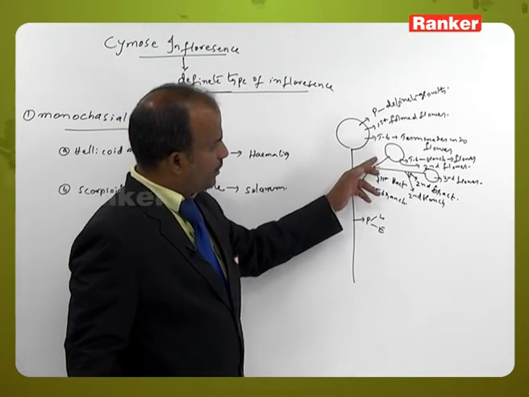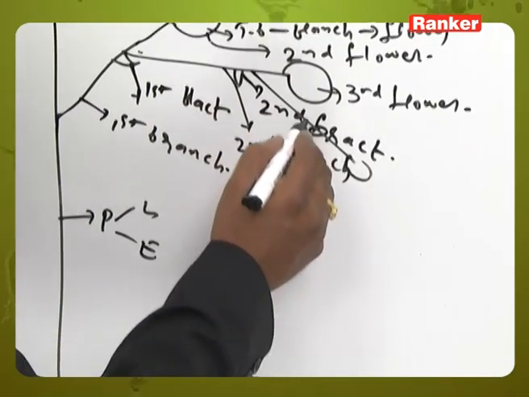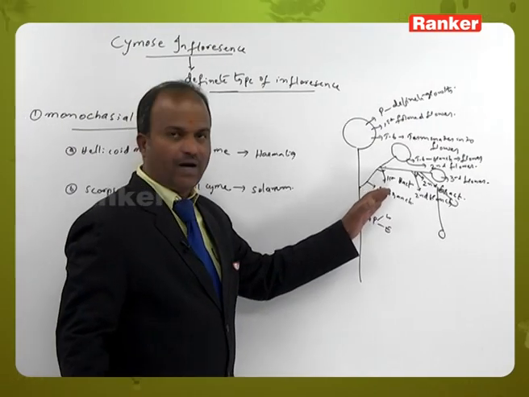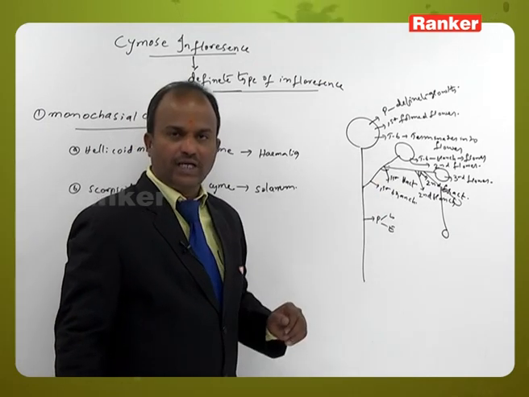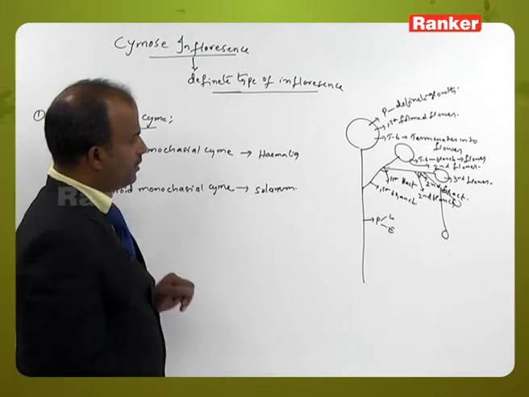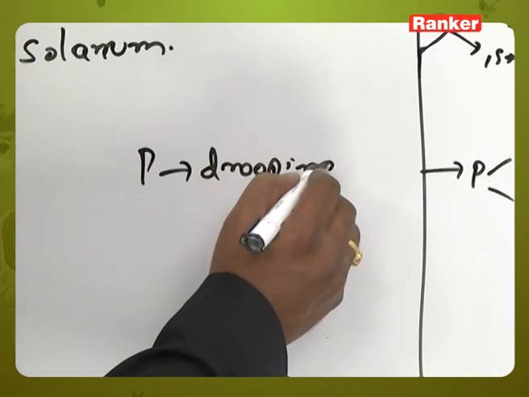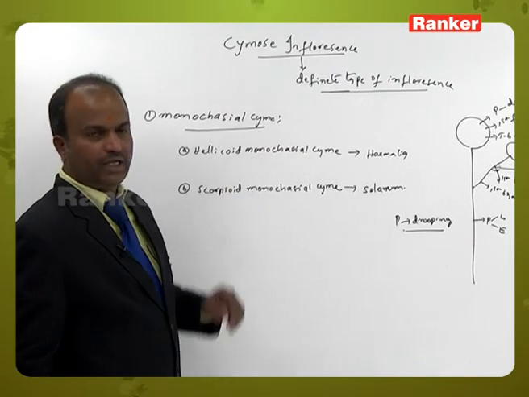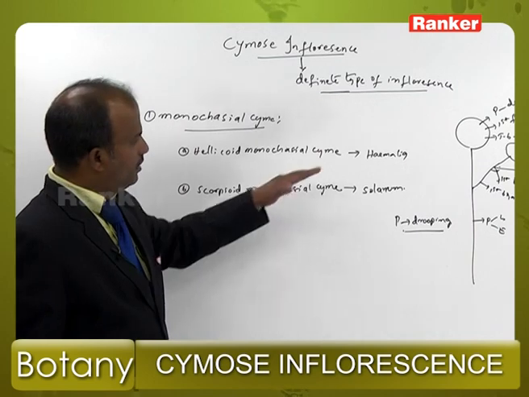Likewise, branches are developing continuously from one side. Due to which weight is appeared towards one side? Yes, due to which weight is appeared towards one side, the peduncle is drooping. This is about helicoid monochasial cyme in Hamelia.